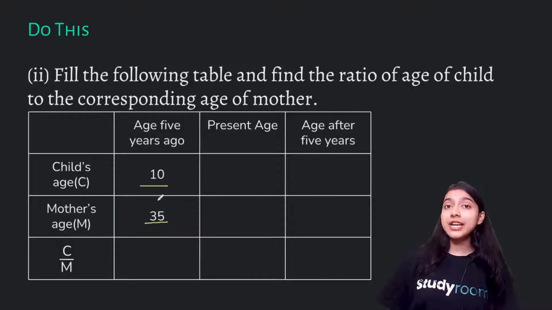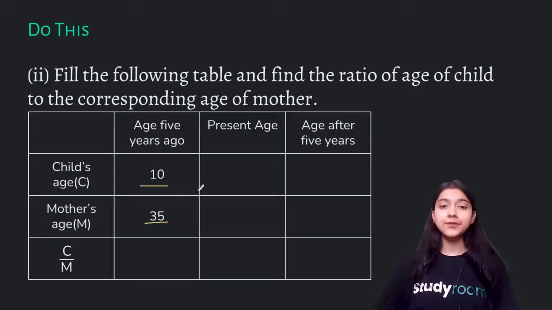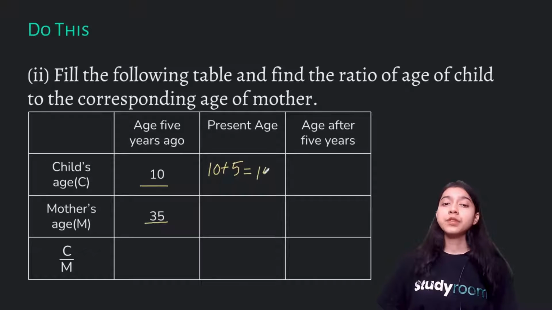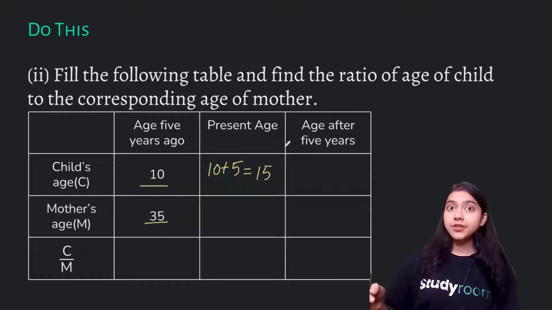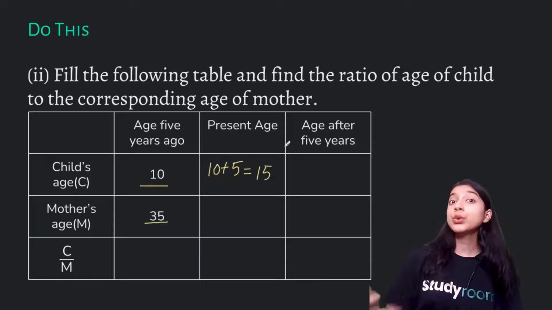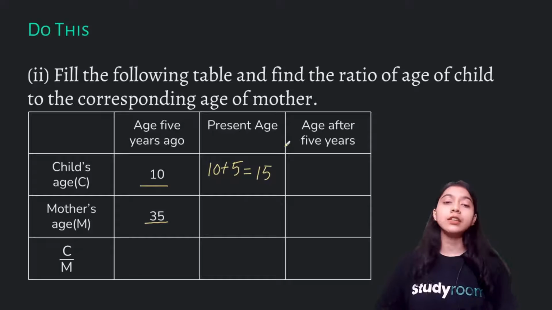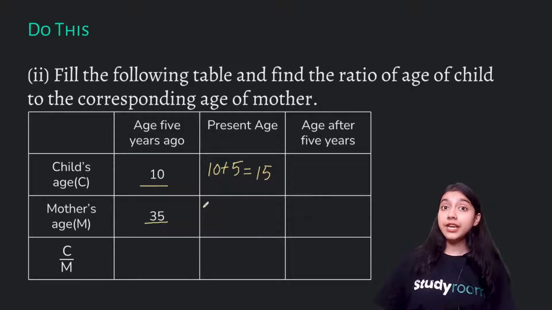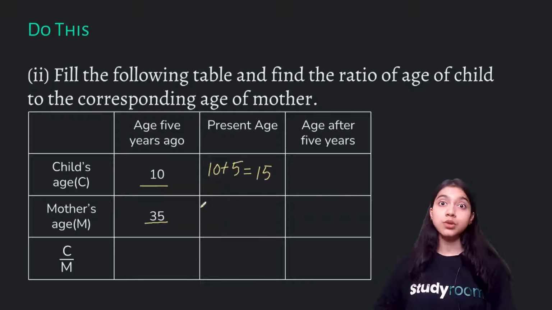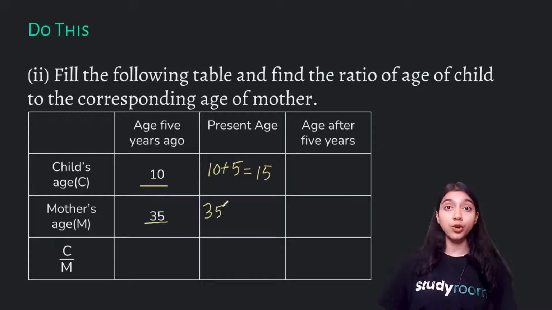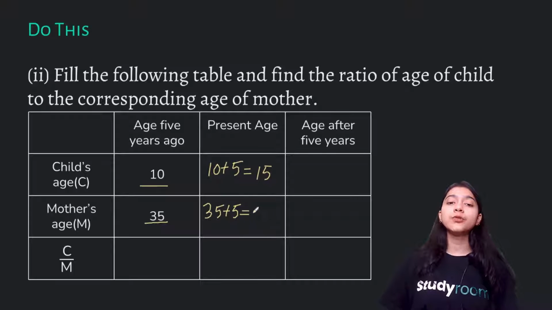The present age of the child will be 10 plus 5. So it will be 10 plus 5 equals 15. Because 5 years will be added to 10 years. So it will sum up to 15 years. Now, mother was 35 years of age 5 years ago. So now she'll be 35 plus 5, which is equal to 40.